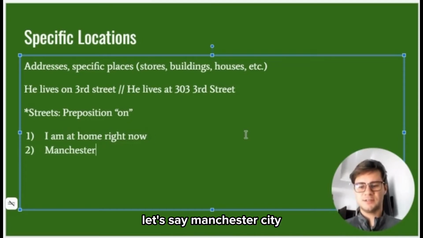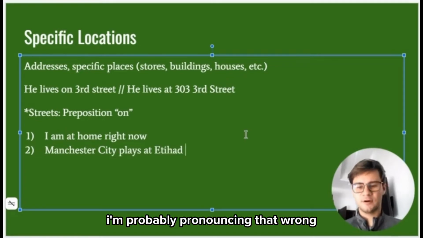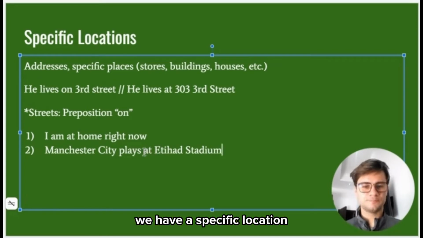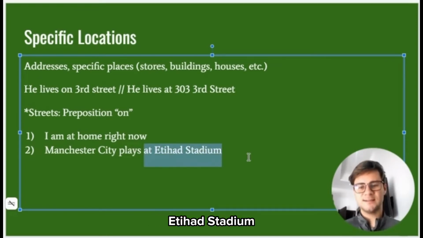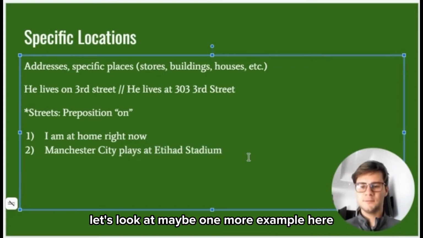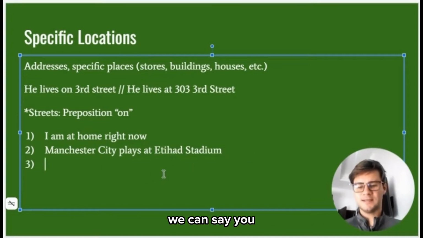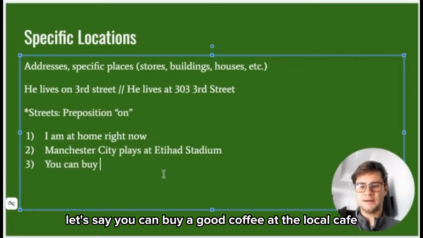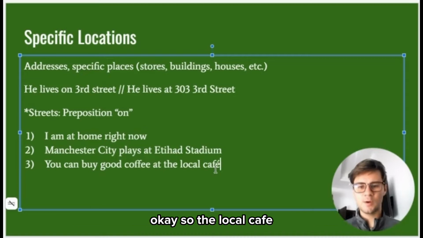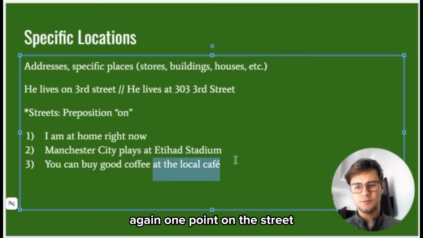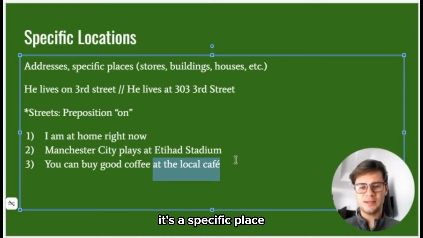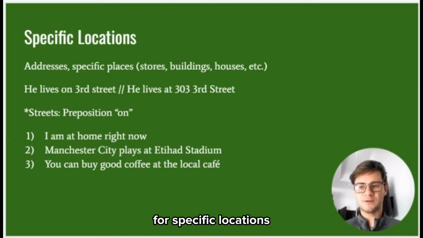Let's say Manchester City plays at the, I'm probably pronouncing that wrong, stadium. So we have a specific location, Etihad Stadium. It is on a street, and so we can use at. Let's look at maybe one more example here. Let's say you can buy good coffee at the local cafe. Okay, so the local cafe, again, one point on the street. It's a specific place. It's a store, so you can say that. And that's about it for specific locations.